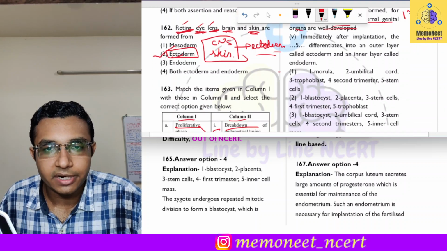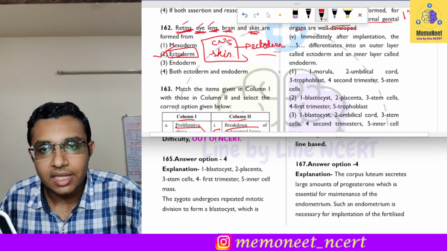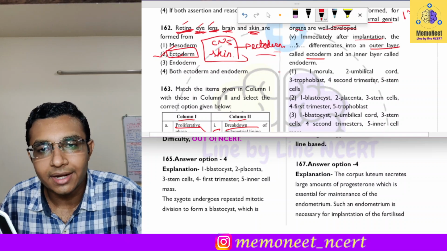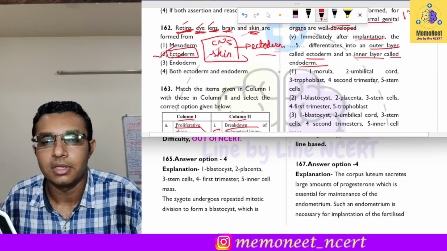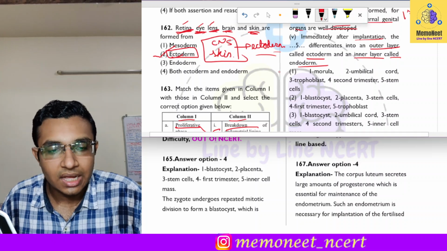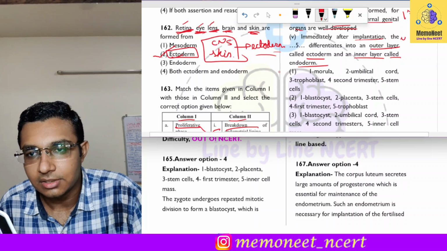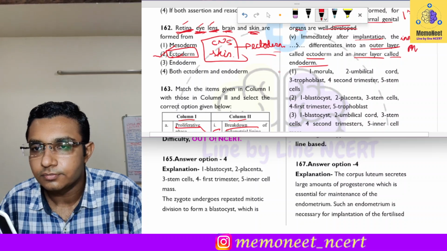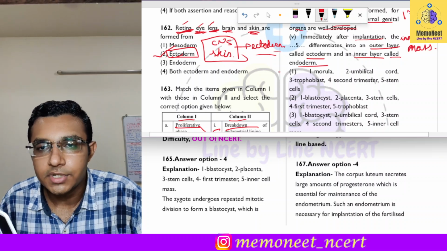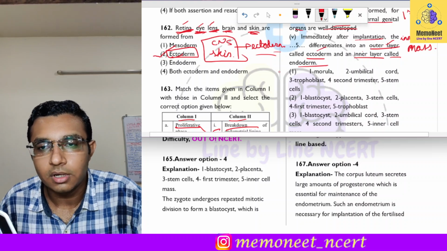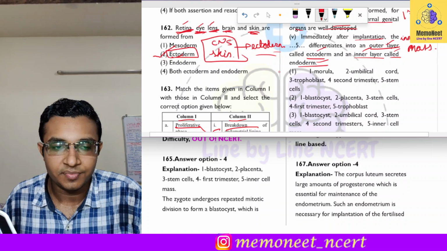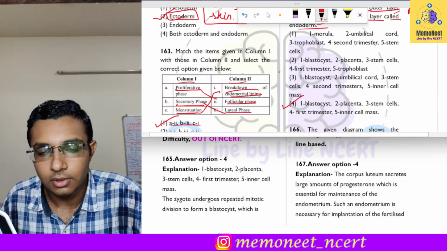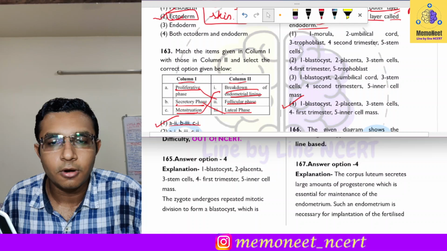Next is statement 5. It states that immediately after implantation the dash differentiates into the outer layer called ectoderm and inner layer called endoderm. This process of differentiation occurs in the inner cell mass. The inner cell mass differentiates into an outer layer called ectoderm and inner layer called endoderm. So the option showing the correct fill in the blanks is option 4. So the correct answer of this question will be option 4.